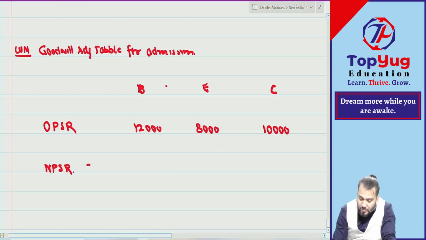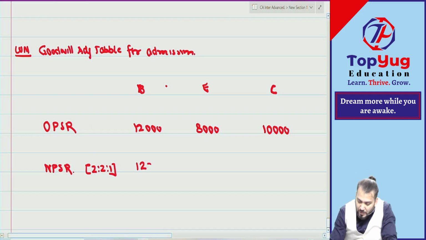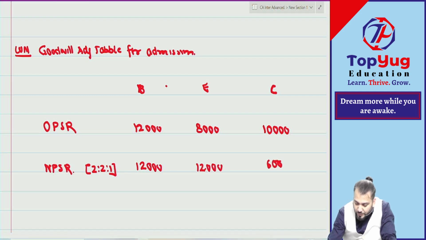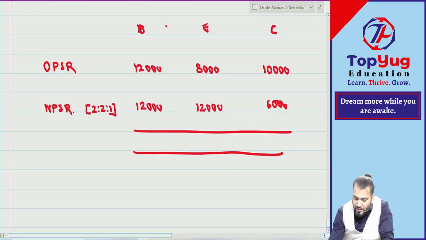So this 30,000 will be allocated in which ratio? New PSR. New PSR is what? 2 is to 2 is to 1. How much? It is 12,000, 12,000 and 6,000. But who is gaining, who is sacrificing? Whether B is gaining or sacrificing? No. E is what? Gaining.